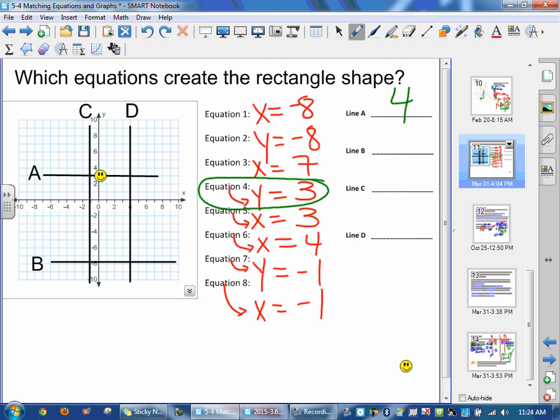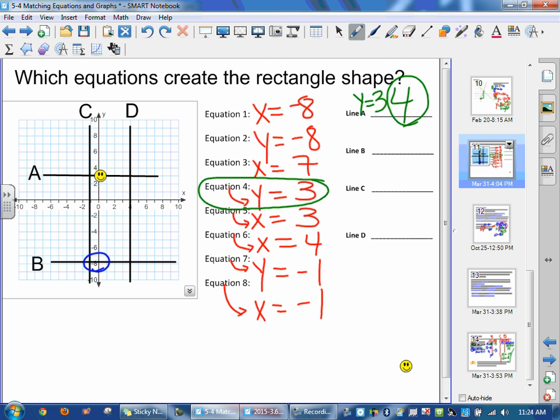Then we take a look. Where does the B one cross at? What number does he cross at? -8. So, is it an X number or a Y number he touches? It's a Y number, so we need y equals -8. Well, that would be right there. Equation 2. Okay, you guys try the 2 vertical ones. What should they start with? They should start with x equals.